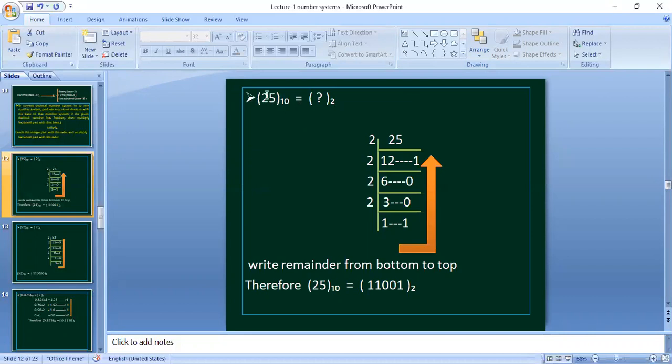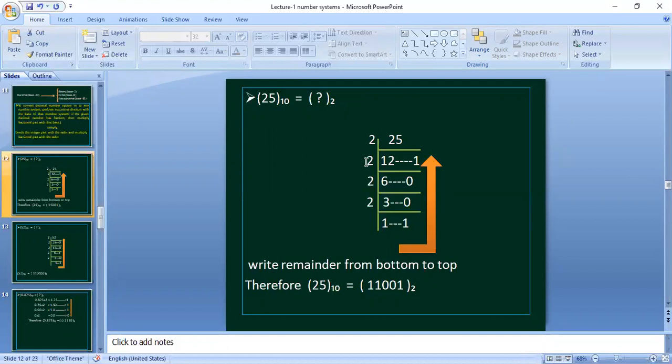So here the given decimal number has an integer part only. So we need to do successive division with the destination radix, which means successive division with 2. 2 12s are 24. What is the remainder? 1. So here 12 is the result, and the remainder is 1.